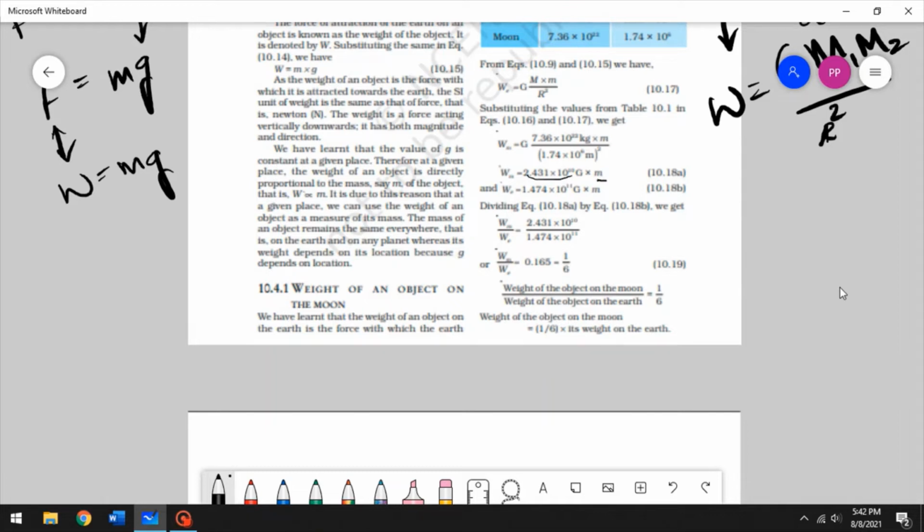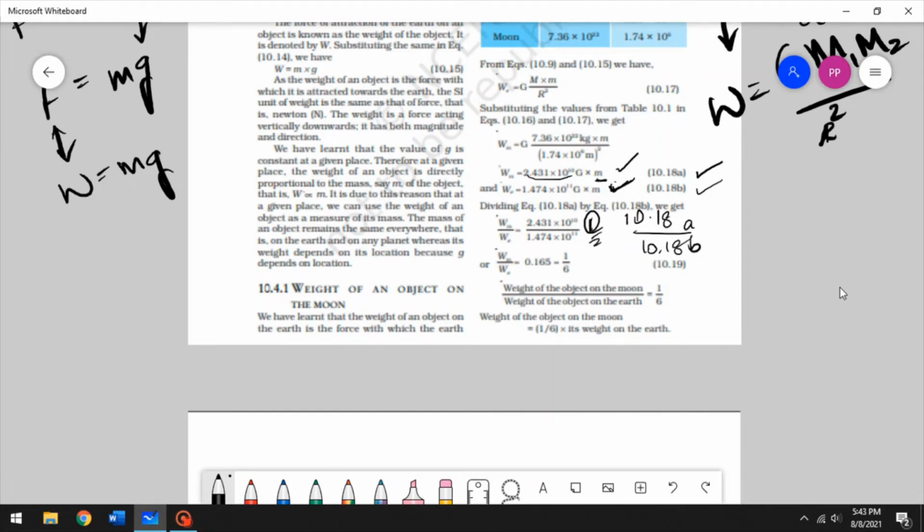So weight would come out to be this number times the gravitational constant times the mass of the object, and we can represent it in scientific notation. This is 10.18a and this is 10.18b. We are dividing 10.18a by 10.18b. So this is the first equation, this is the second equation.